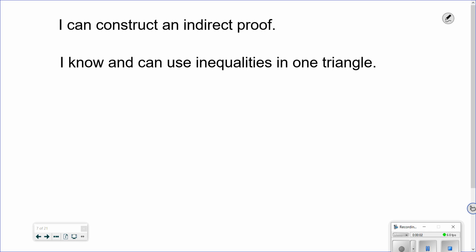All right, so our learning goals today are, first one is I can construct an indirect proof. We've already talked about two-column proofs, paragraph proofs, coordinate proofs. This is a different type of proof called an indirect proof. The second one is I can know and use inequalities in one triangle.